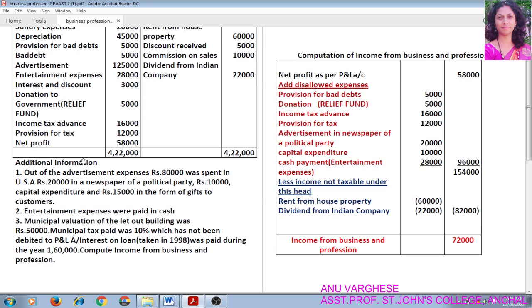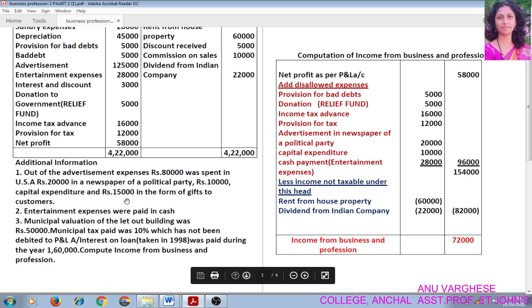Okay, now we can read the additional information. Out of advertisement expenses, rupees 80,000 was spent in USA. Rupees 20,000 in a newspaper of a political party. We have already mentioned that if there is any expenditure on advertisement in a souvenir or newspaper published by a political party, that is a disallowed expense. So write here advertisement in a newspaper of a political party. That 20,000 is a disallowed expense right here. Again, rupees 10,000 capital expenditure. Capital expenditure is also a disallowed expense. So write capital expenditure 10,000.